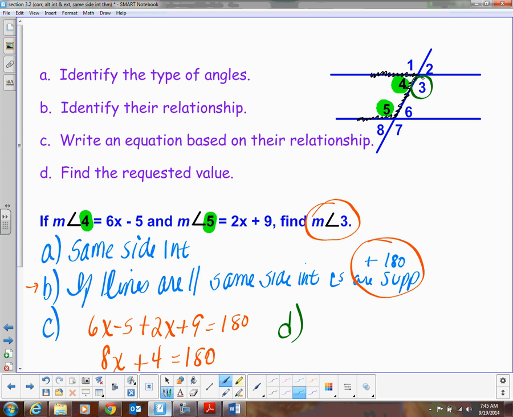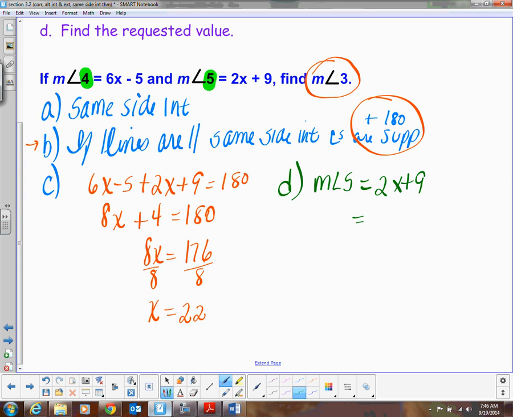What else could you have said, Harper? You could have worked with 3 and 4 being supplementary. If you work with 3 and 4 being supplementary, you find 4, then subtract from 180. If you work with 3 and 5 being alternate interior, if you find 5, have you found 3? If they're congruent. So I'm going to go alternate interior. The measure of angle 5 is 2x plus 9. What is my x? 22. So I'm putting 22 in for my x. That's going to be 44 plus 9, which is 53.